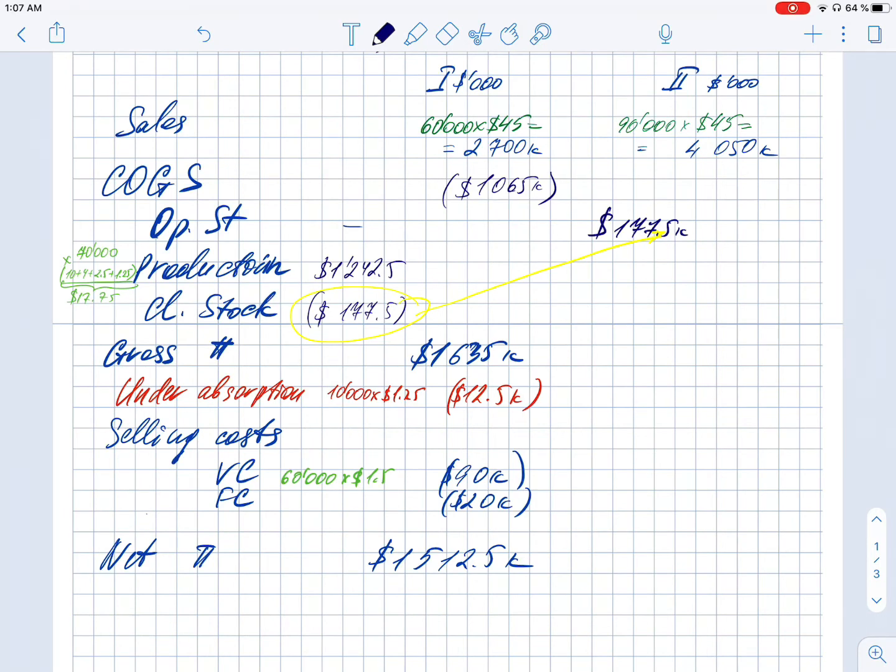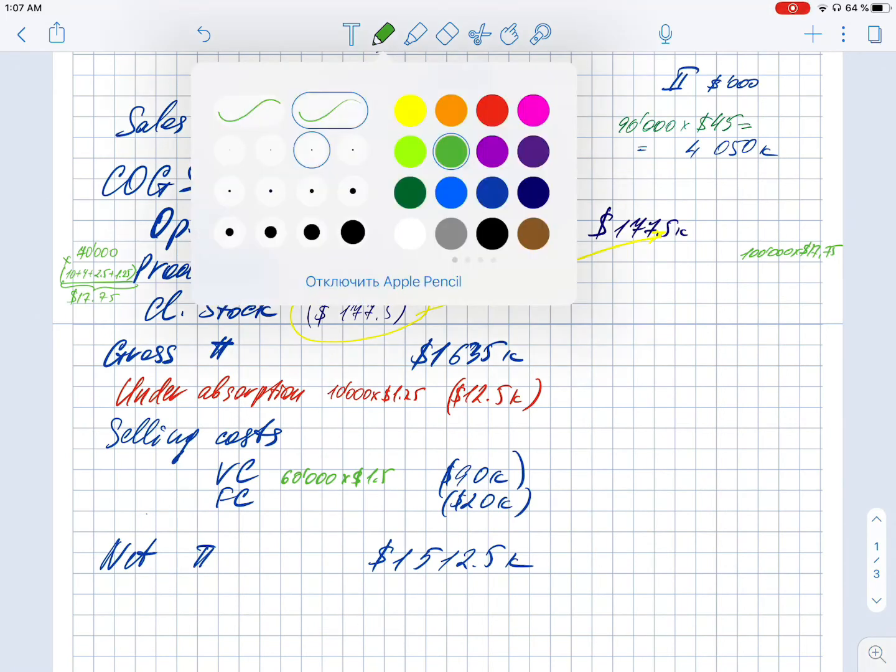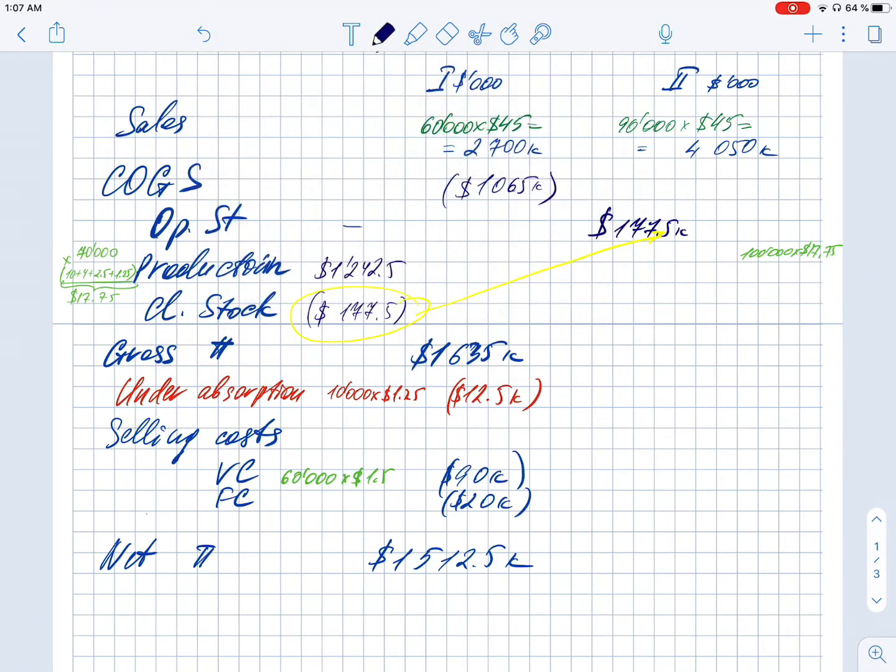As for production, we have to evaluate production multiplying 100,000 units produced by $17.75, which we have just calculated as the cost of a unit produced using full cost. So the total cost of production would be $1,775,000, and then we have to deduct closing stock, and closing stock should be valued using the same formula.